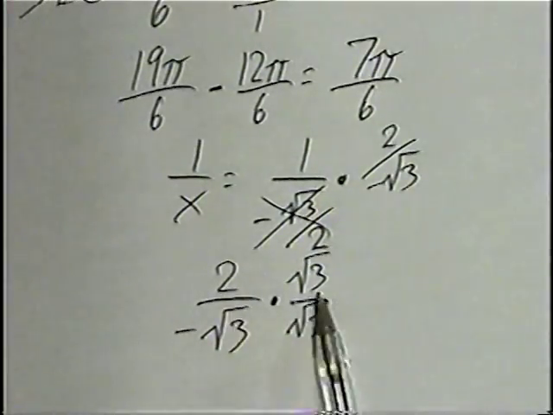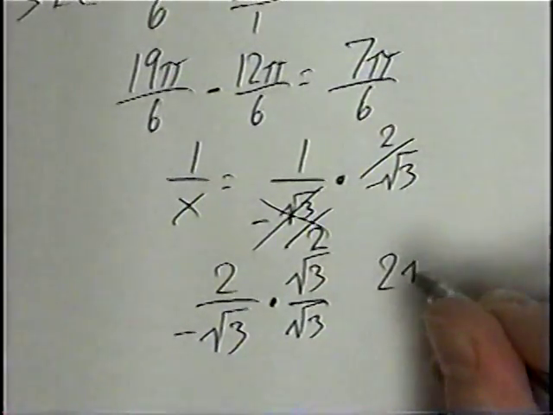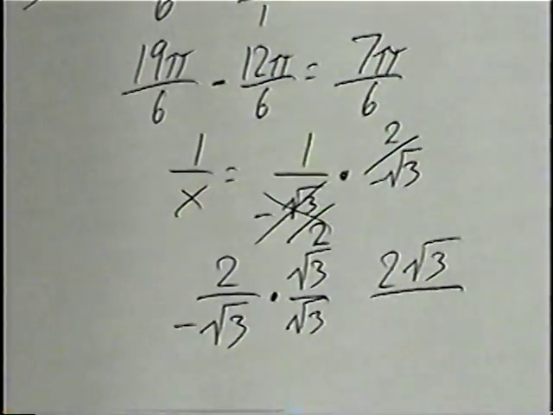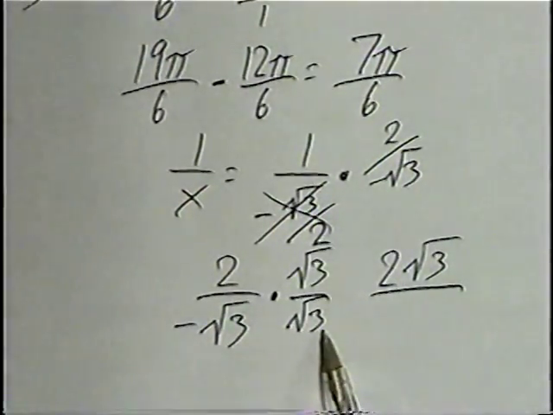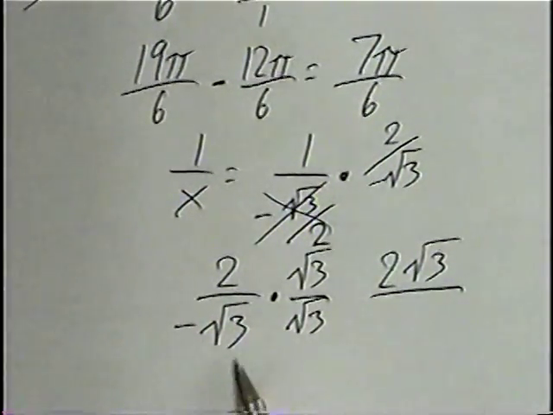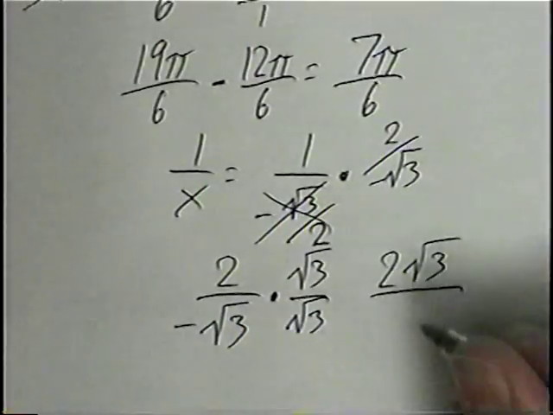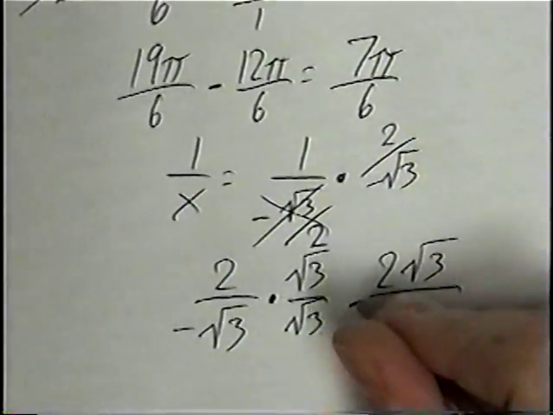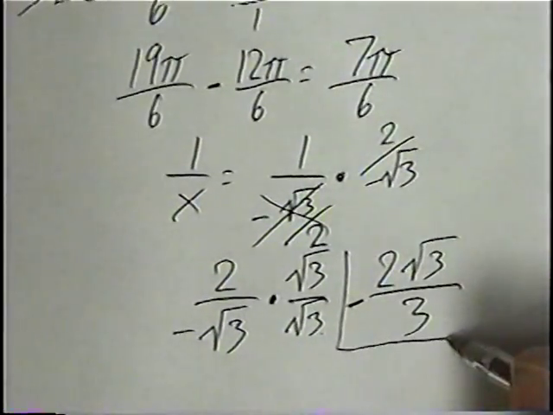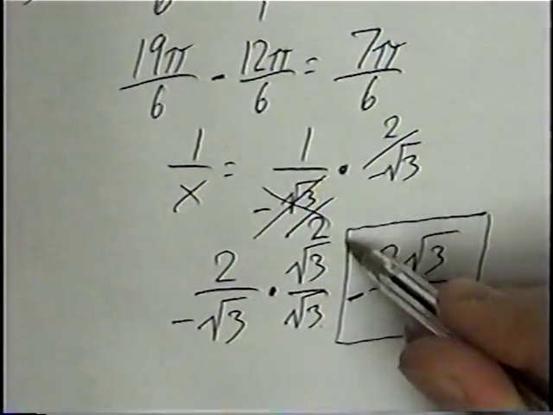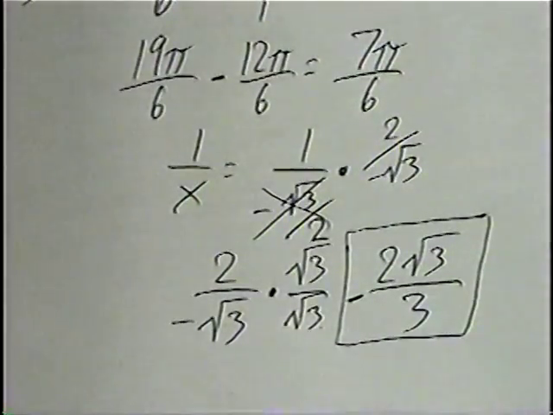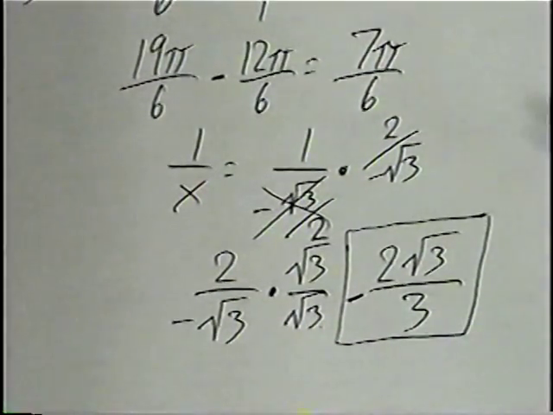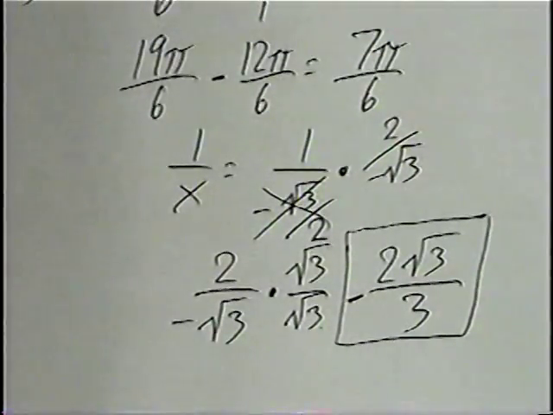Multiplying straight across, 2 times radical 3 would be 2 radical 3. The denominator, radical 3 times radical 3, would be radical 9 or square root 9, which would be 3. And bringing the negative over, we'll have the answer of negative 2 radical 3 over 3, which is secant of 7 pi over 6, which is the same as secant of 19 pi over 6.